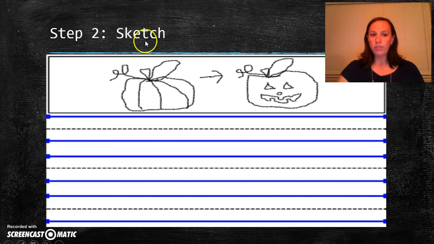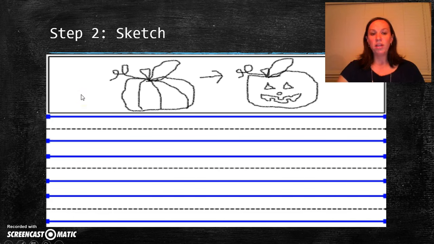Step two is to do my sketch. So right now I just took my pencil, I drew a little picture of what happened at the beginning of my story and an arrow to show the difference by the end of the story. My story was about a pumpkin, so I just showed how it changed from being a pumpkin to a jack-o'-lantern.